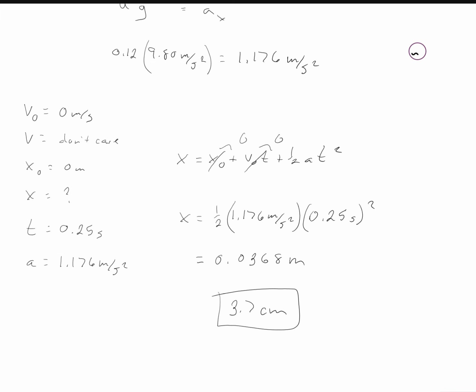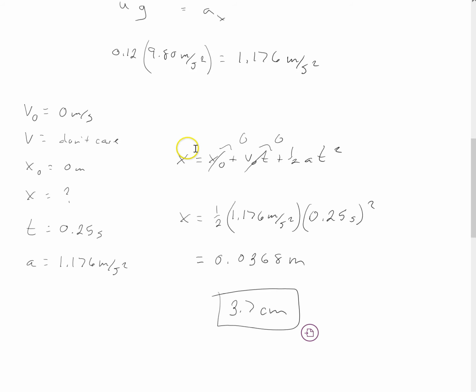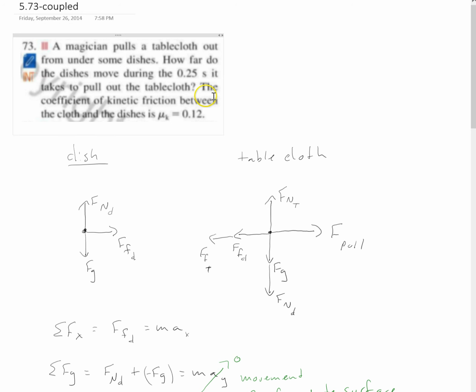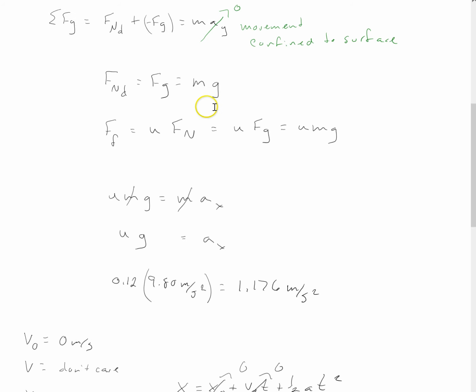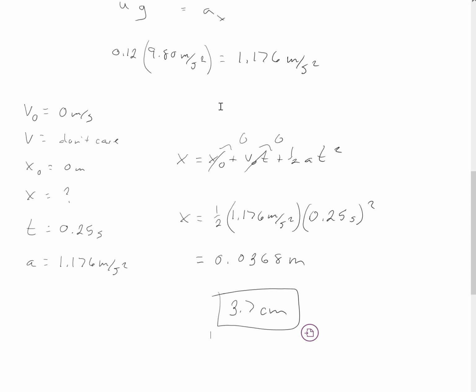Alright, got my calculator to work, and so we get 0.0368, or we could say 3.7 centimeters. And it looks like we've answered the question. It asked how far does any one of those dishes that happens to be on the table move? And so that's how far it's going to move, 3.7 centimeters.